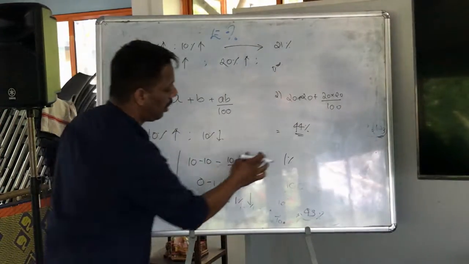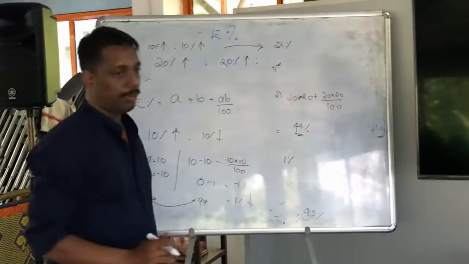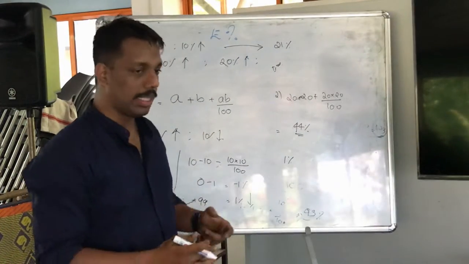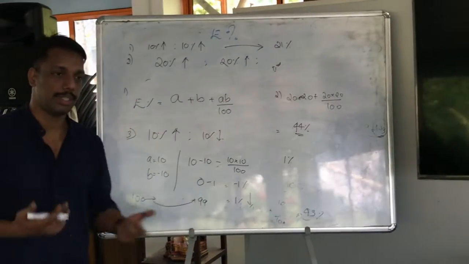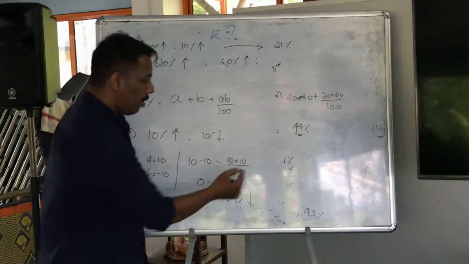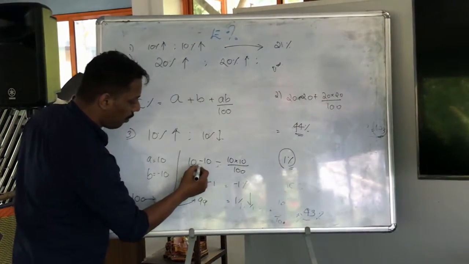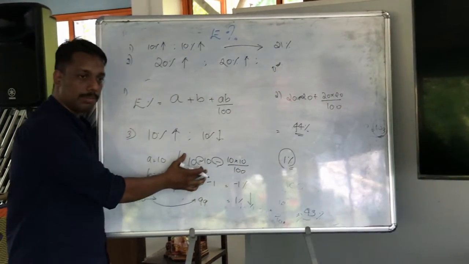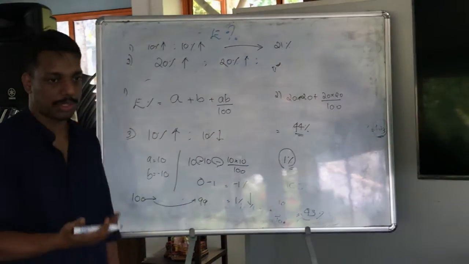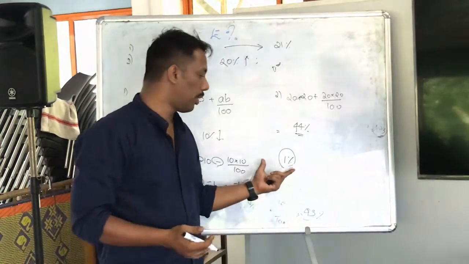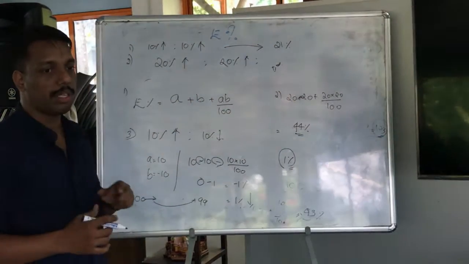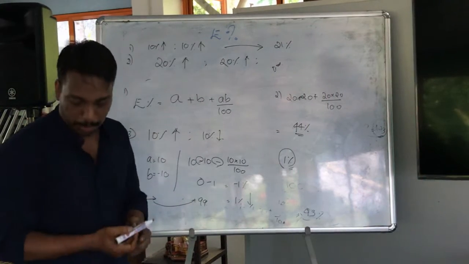The option, your option, they will say like 1% profit, 1% loss, or 1% increases, or 1% reduces. This type of option will be given, so you have to be very much aware of the sign. Otherwise, if you get the value as 1% plus 1%, you will go with a wrong answer. Based on this concept, we will solve the problem.